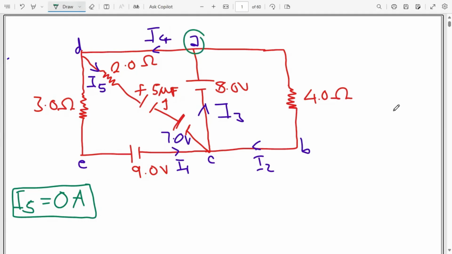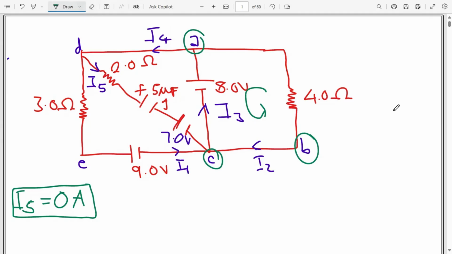Where is ACBA? We have A, C, B, back to A. So if I choose this loop, that means I have already directed my loop in an anti-clockwise direction. And if I'm choosing this way, I'm going to apply Kirchhoff's voltage law, which says the summation of the voltages across a closed loop shall be equal to 0. So what am I going to say?